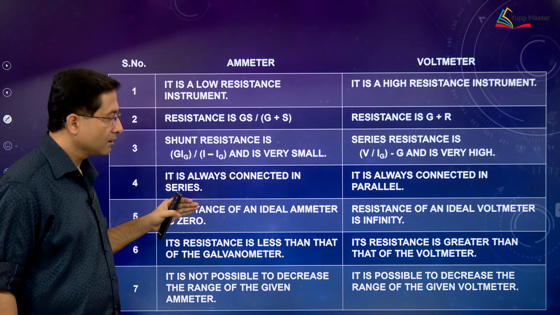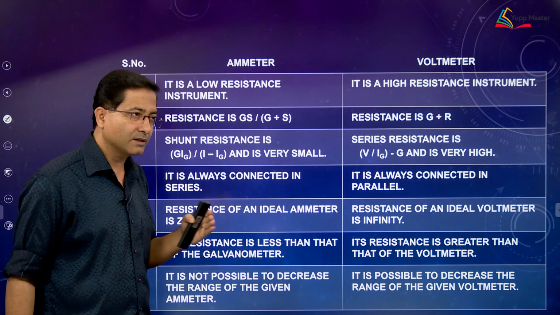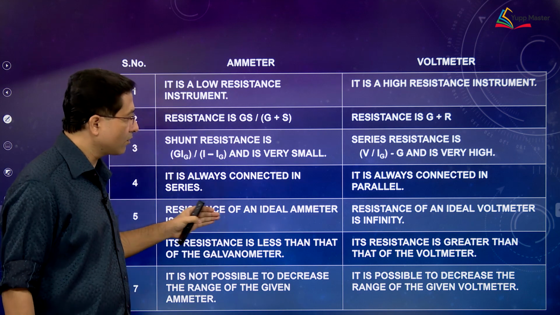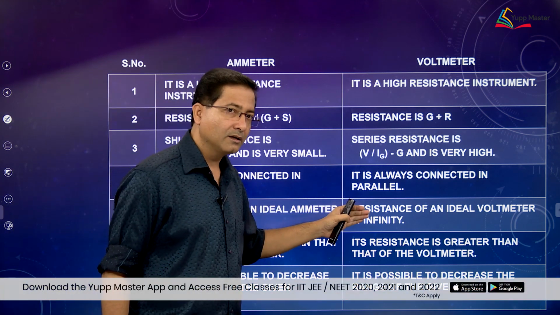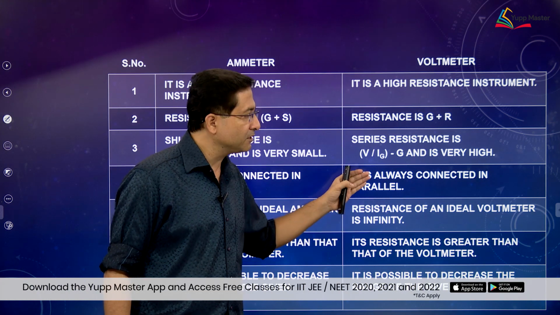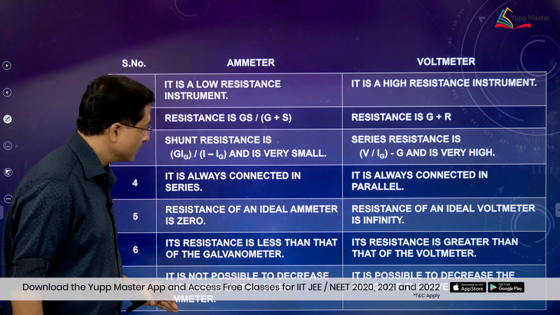Then what is the requirement? When we say that our ammeter is ideal, its resistance has to be very small or almost 0, while in case of the voltmeter we want its resistance to be infinity, because we do not want the voltmeter to draw current so that it can measure the correct potential difference.